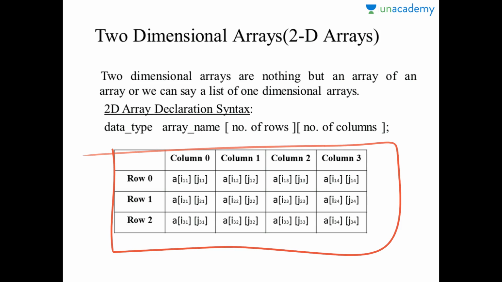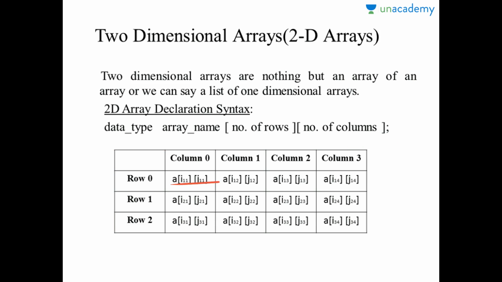my array is of 3 rows and 4 columns, and the subscript starts from A11. That is the first value of the array. So it's always going to be initialized from this. This is the first element. This is the first subscript, so that's it.